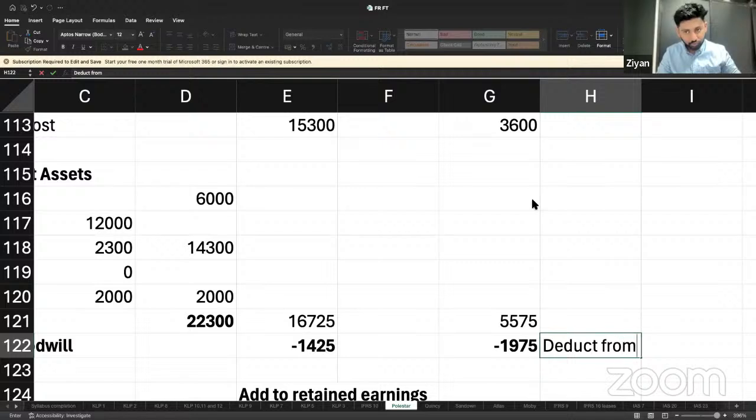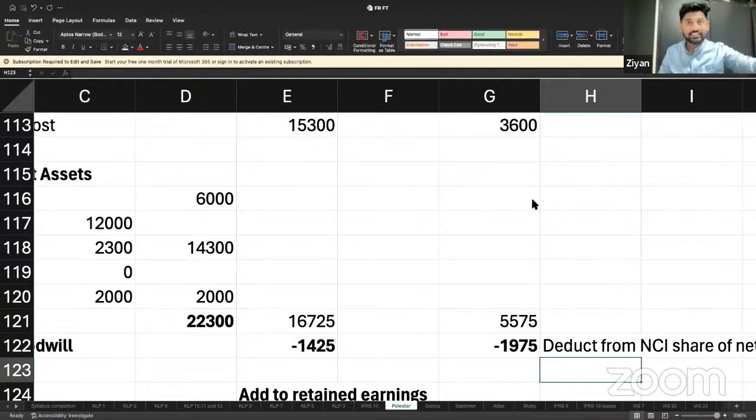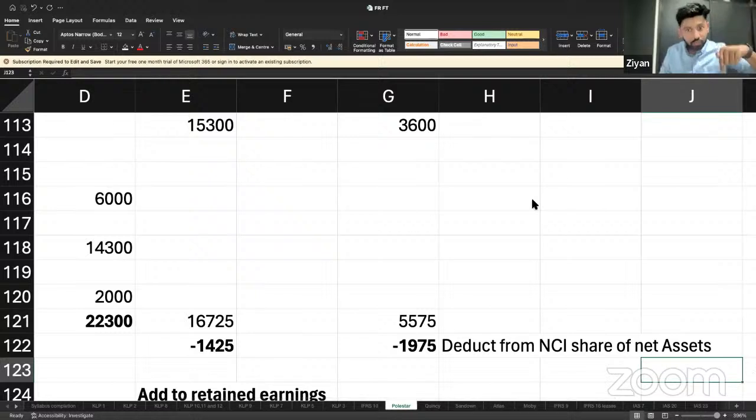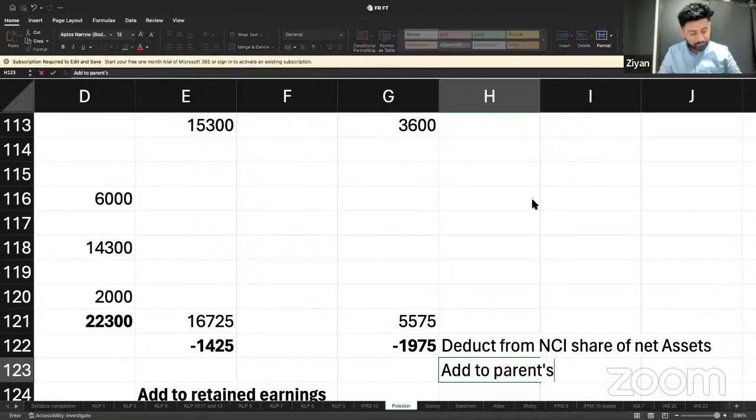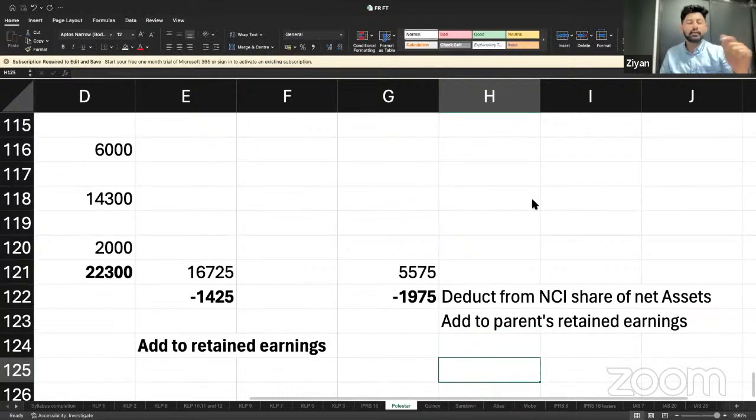Therefore, deduct from NCI share of net assets. When it is positive, we add. When it is negative, we deduct. And when NCI share of net assets comes down, parent's reserves go up. So add to parent's retained earnings. My dear, it's a very, very crucial point. Are we clear? Everybody, okay.